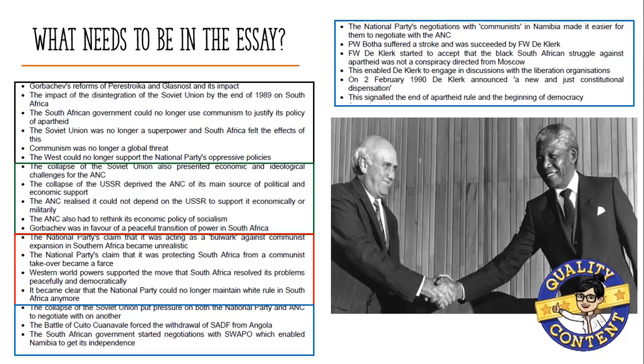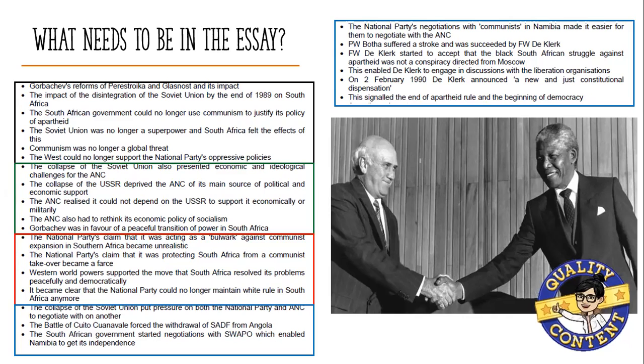So you'll remember from the previous essay that P.W. Botha was the one that really didn't want to end apartheid. So when he has a stroke and he is succeeded by F.W. de Klerk, we start to get these changes happening. So F.W. de Klerk starts to accept that the Black South African struggle is not a conspiracy from Moscow. So it's not to take over, to turn South Africa into a communist country. It's just for freedom and equality. And this enabled de Klerk to engage with discussions with the liberation movement. And on the 2nd of February 1990, de Klerk announced a new and just dispensation, and this signaled the end of apartheid rule and the beginning of democracy.